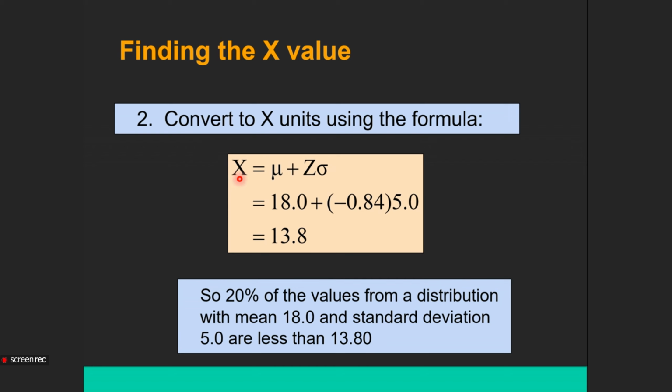It simply means that 20% of the values from a distribution with a mean of 18.0 and standard deviation of 5 are less than 13.8. I hope this is clear. You may want to pause a little bit, go through the video again so that you can have a good grasp of what this is about.